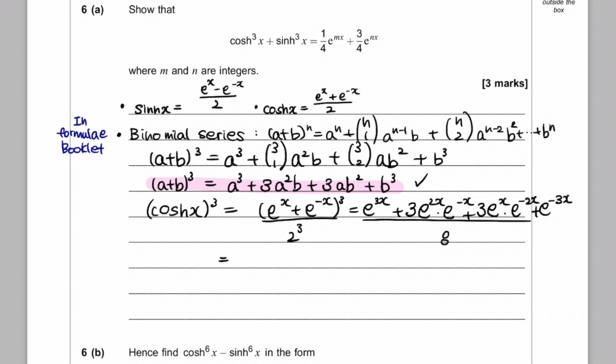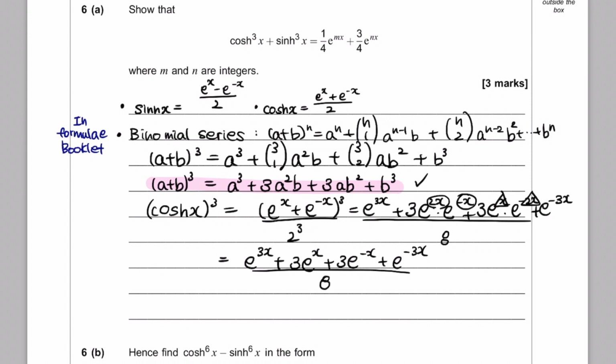So if you do that, it becomes e to the 3x plus, these will be added up together. So it becomes 3 e to the power of x. And then again, for the third term, we add up these two. So it becomes 3 e to the power of minus x. And then last term is just e to the power of minus 3x, all over 8.